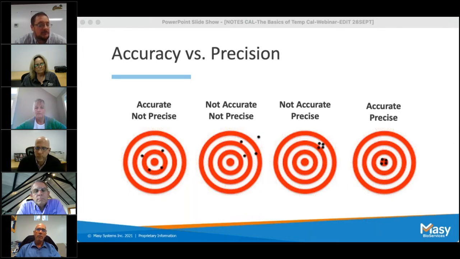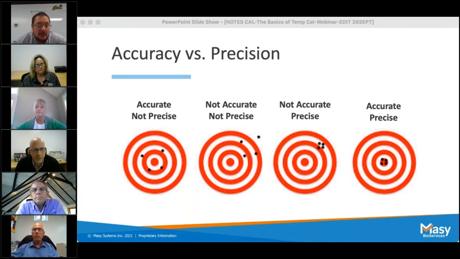Then if you look at the second bullseye, this is something that is not accurate and is not precise. Again, we have that scatter with the dots, the measurements, but they're not close to the center, they're not near the average. And then on the third bullseye, we have a close grouping of those dots, so it is precise, but it's not accurate because it's still not close to the center. And then finally, we have a device that's both accurate and precise. We've got the close grouping, and it's close to that average value that we're looking for.